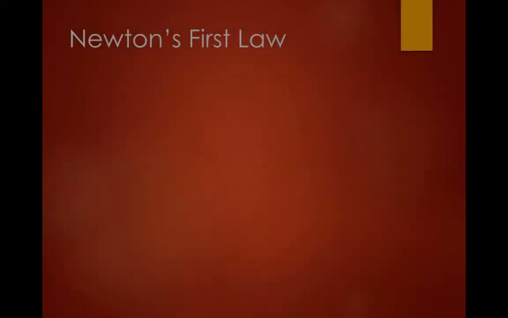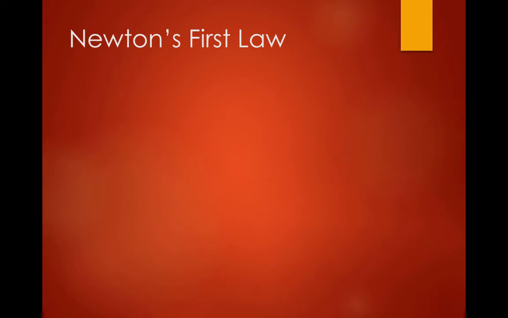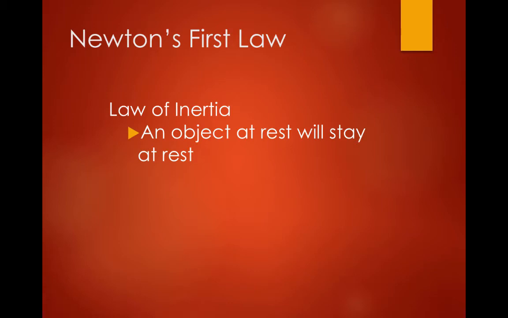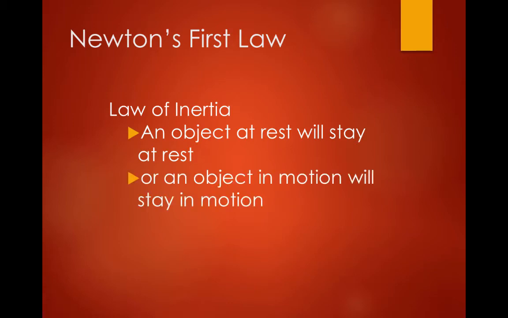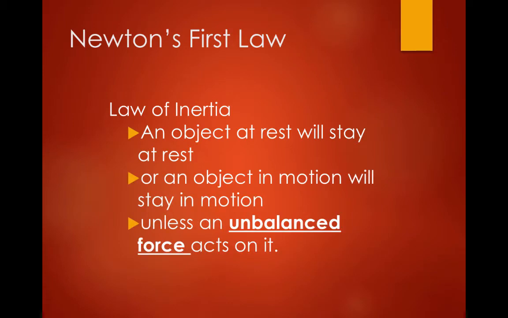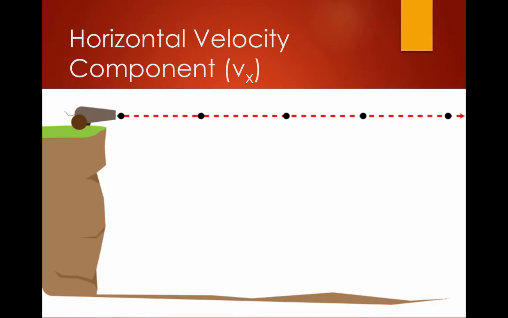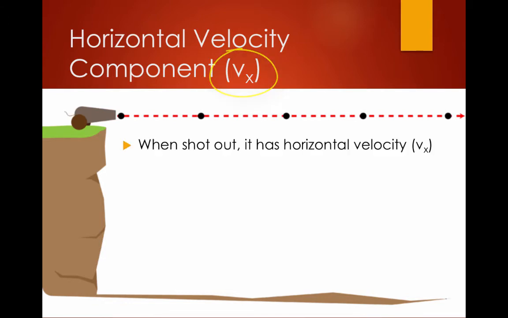0. Now, to explain this, it is important to remember Newton's first law, also known as the law of inertia. It states that an object at rest will stay at rest, and an object in motion will stay in motion unless there is an unbalanced force acting on it, where a force is a push or a pull. Let's revisit our cannon. It must have a horizontal velocity in order for the object to move forwards. We denote the horizontal velocity as v subscript x.